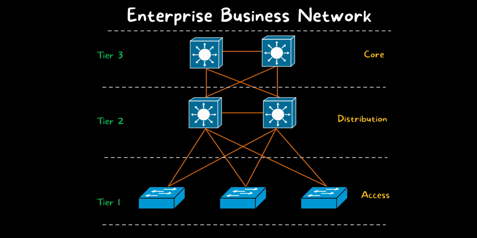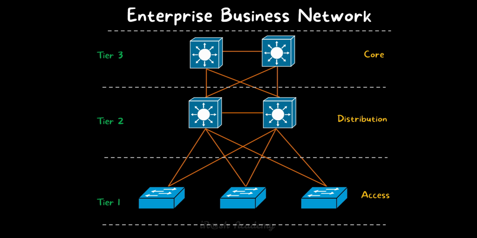They are Tier 1, Tier 2 and Tier 3. And those layers are also known as access layer, distribution layer and core layer. Each layer has its own functions to perform. The function of the access layer is to provide the network connectivity to the end user devices like printers, computers, access points, etc. The function of distribution layer is to provide the network connectivity to the access layer.